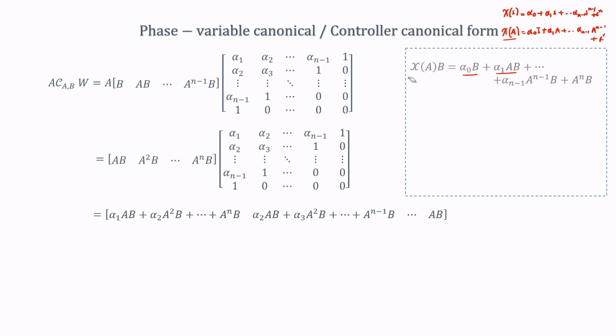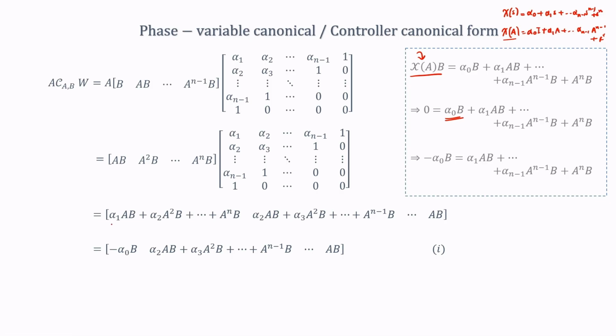Now, once I find this expression, I can rewrite it. On the left hand side, chi of A will be 0, right, by the Cayley-Hamilton theorem. So, I can rewrite it in this way. Now, notice what is minus alpha naught B, minus alpha naught B will be this. How does that help us? That helps us because there is an A to the power of n sitting over here, so I can replace this entire thing by minus alpha naught B.